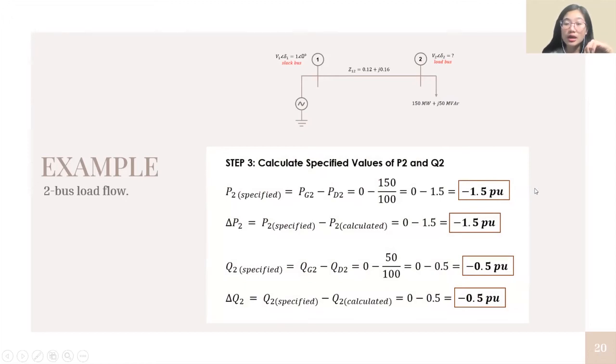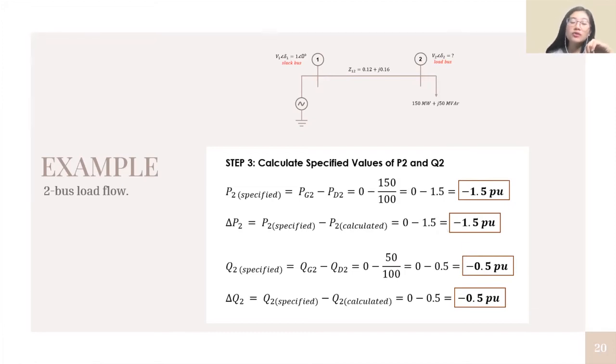So, as for the change in P2, it is P2 specified minus P2 calculated. P2 specified natin is negative 1.5 per unit minus yung ating kaninang P2 calculated, which is 0. Baliktad pala to. Baliktad yung lagay ko. Pero that's basically it, 0 minus 1.5. Either way, we will still come up with an answer of negative 1.5 per unit.